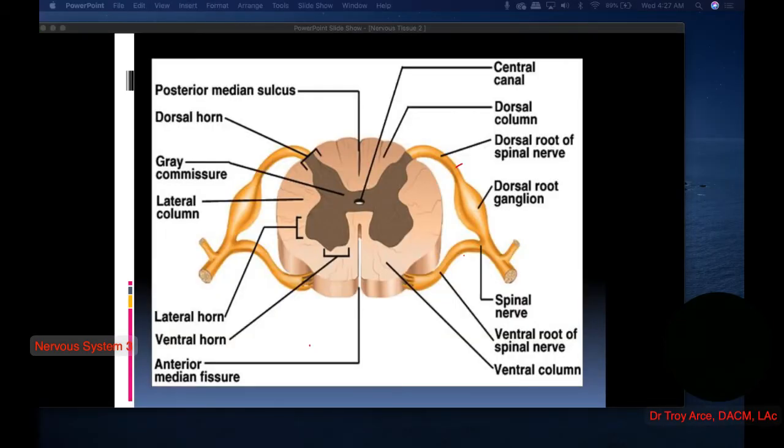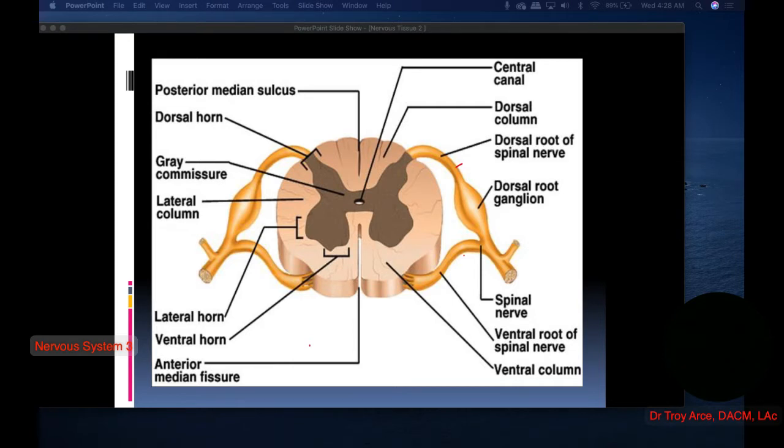So with the last lecture, we talked about the roots leading the posterior side and the ventral side. So on the front side, we have the ventral horn, and on the back side, we have the dorsal horn. We also talked about this is gray matter, and this is white matter on the outside. And on the brain, it's actually opposite. The gray matter is on the outside, and the white matter is on the inside.